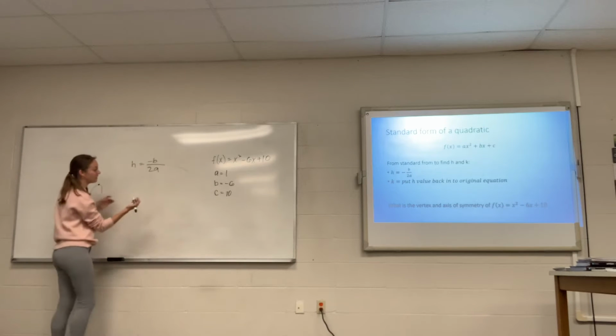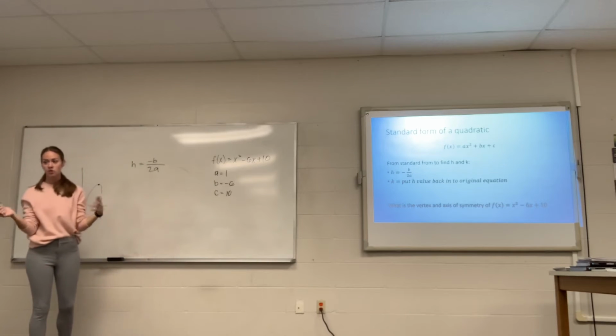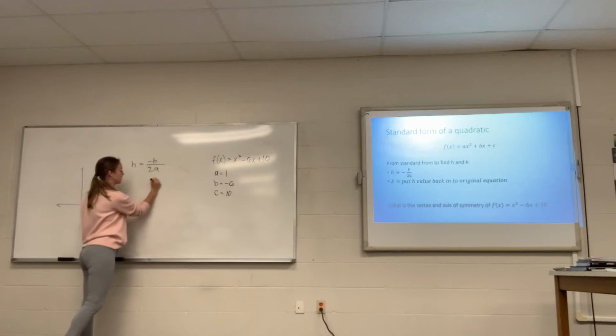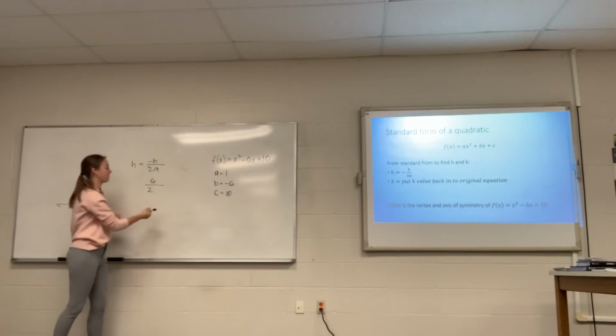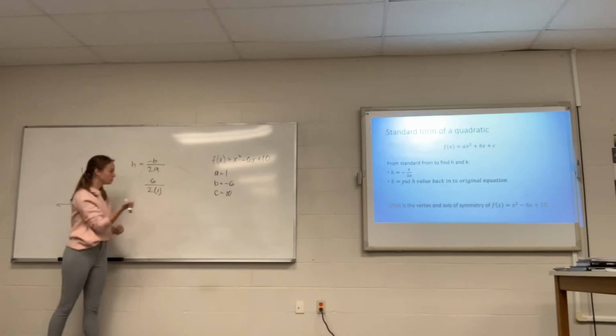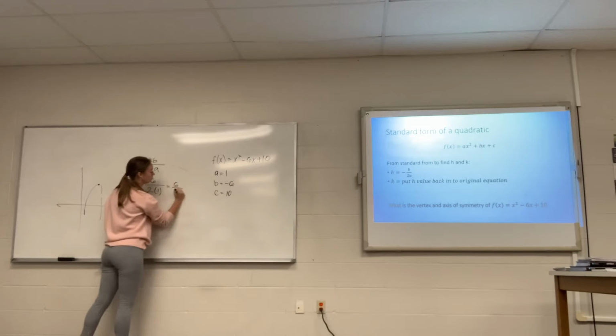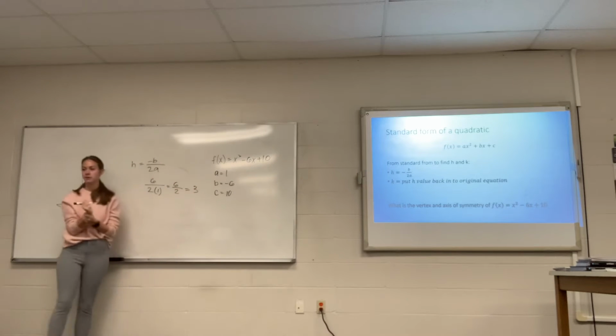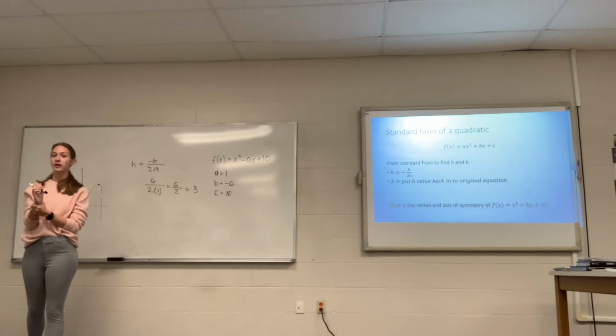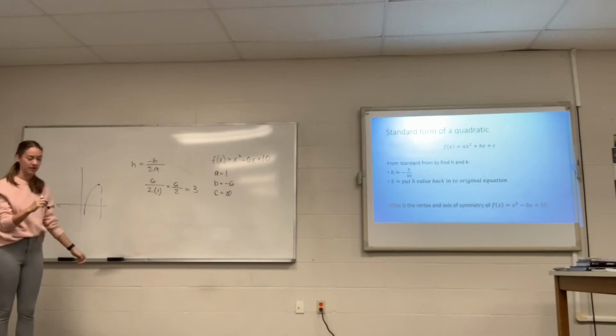So I'd have negative 6, which is going to make a positive 6, over 2 times my a value, which is 1. So I'd have 6 over 2, which is going to be 3. So the x coordinate of my vertex is going to be at 3.